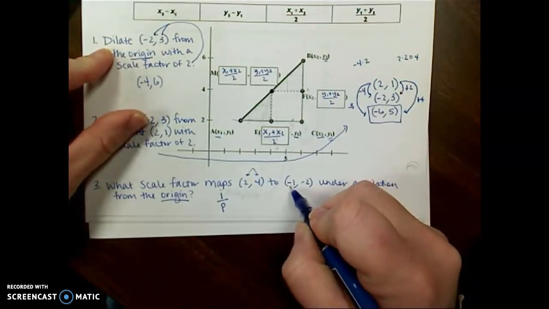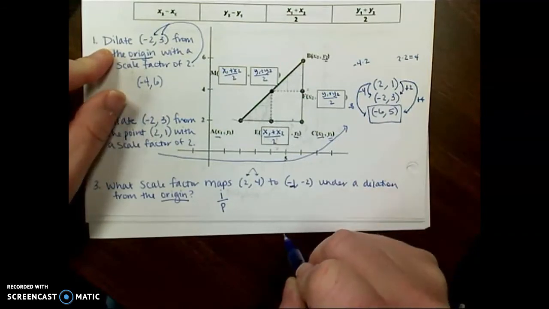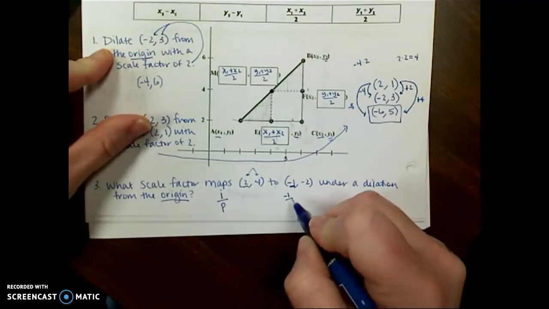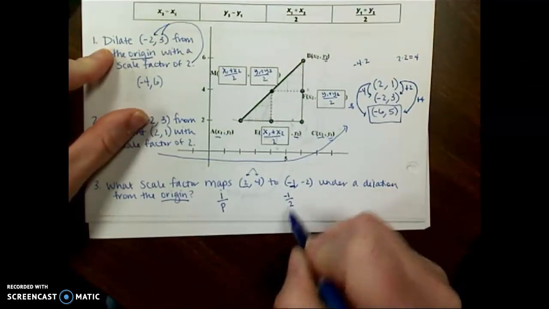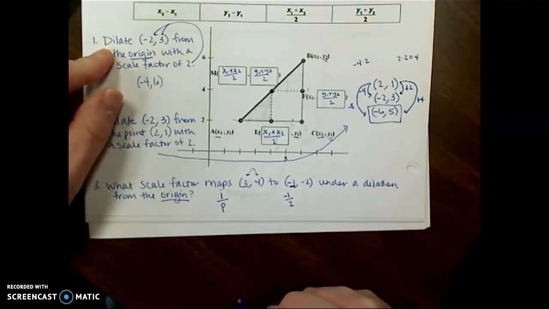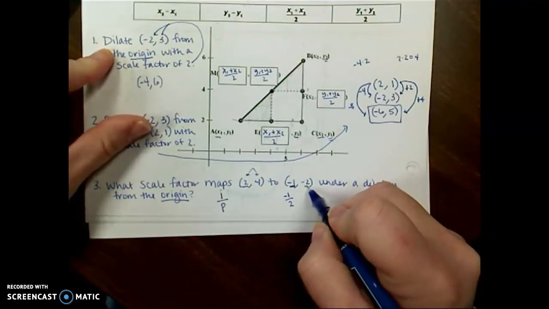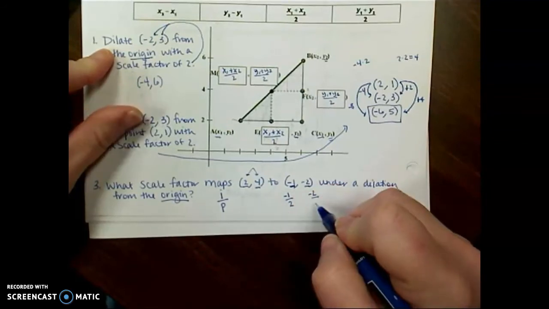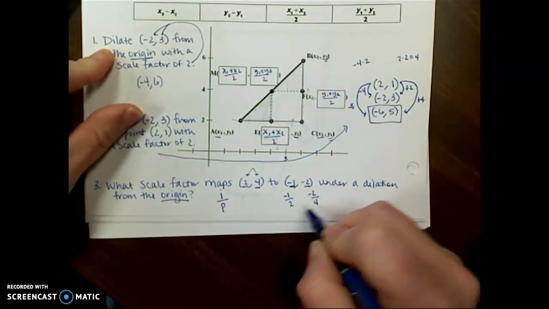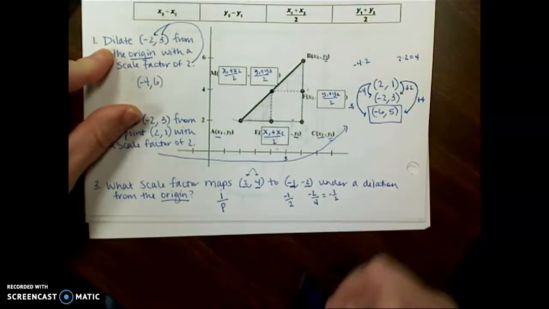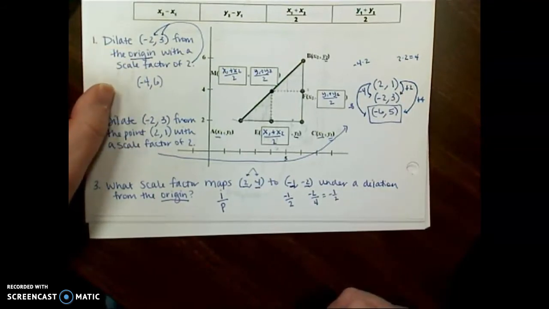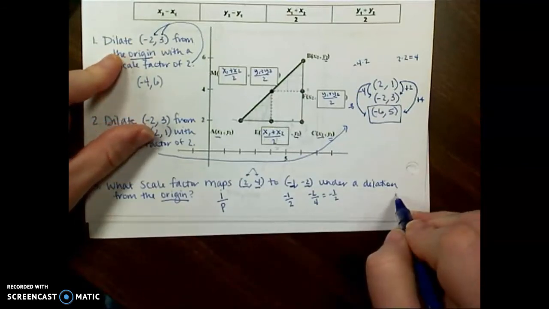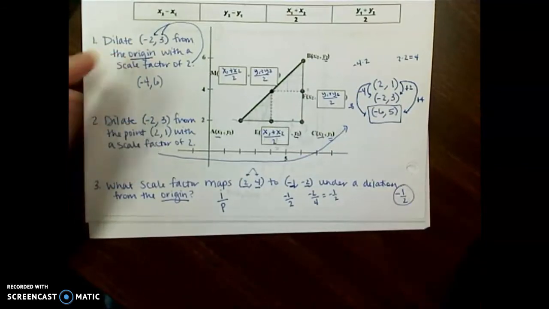So if I put the image, which is -1, on top of my pre-image x-coordinate, which was 2, that gives me my scale factor had to be -1/2. I can check it with my y-coordinate. My image y was -2. My pre-image y was +4, and those are equivalent. -2/4 does reduce down to -1/2. So that is what my scale factor was. It was -1/2.